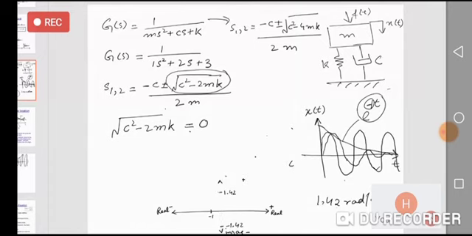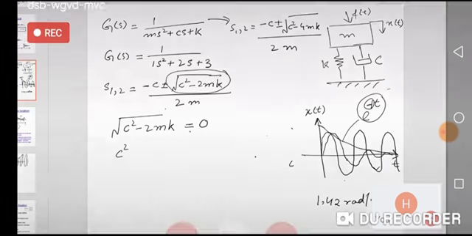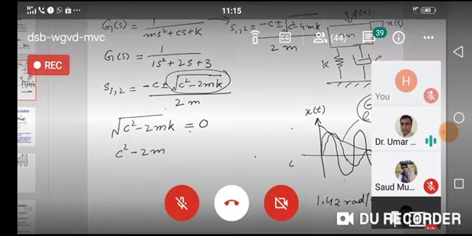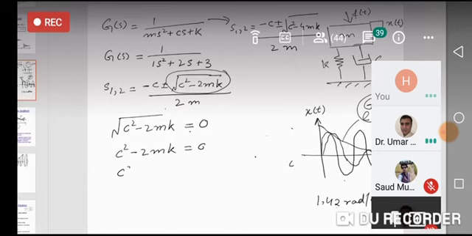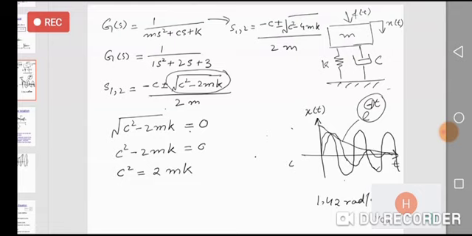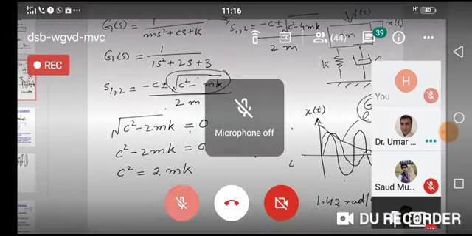ठीक है? मतलब you select C value such that C square is equal to 2mk, or we can say that C square minus 2mk is equal to 0, or C square is equal to 2mk. So it's 4mk. G? It's 4mk. Student? G? It's 4mk or 2mk. Thank you. It's 4mk. You're right.